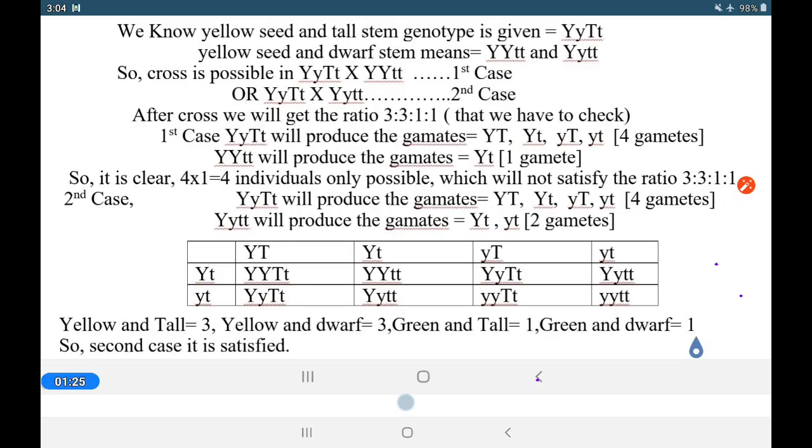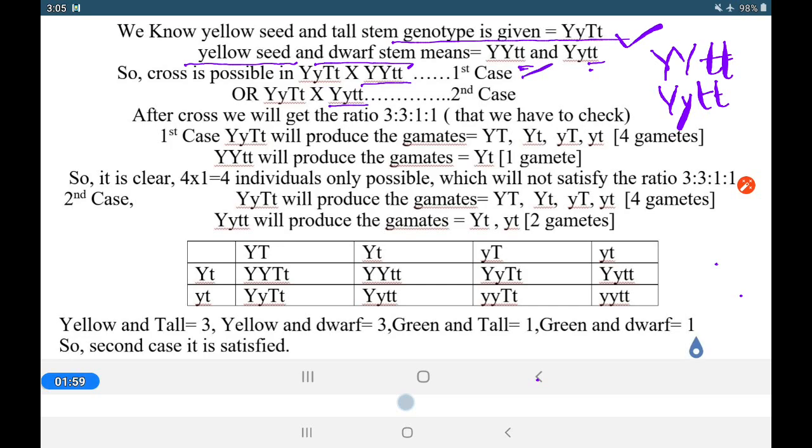We know that one genotype is given, that is YYTT. Another one is not given. It is told yellow seed and dwarf stem. There is no problem with the dwarf, because there is no other combination; this will be small t. But about the yellow, you know that yellow can be possible in homozygous form, because it is dominant, and it can be heterozygous also. So there will be two cases. The first one is this, and the second one is by taking the heterozygous.